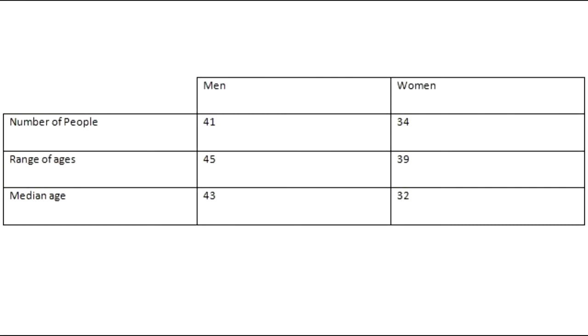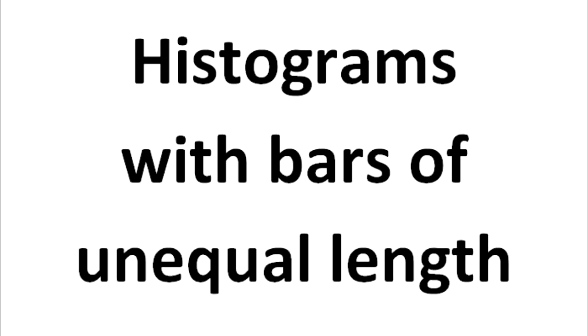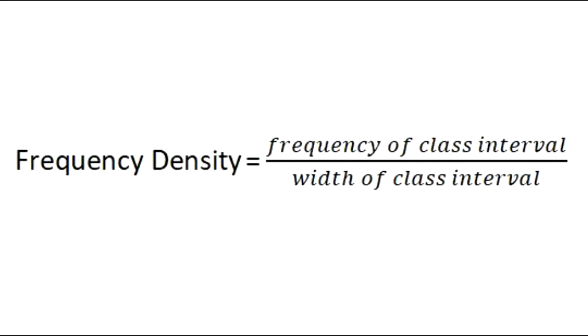Now let us see the second example, where the class width will be different. The next thing is histograms with bars of unequal width. Let us see this with the help of an example. In order to draw the bars of the histogram, we use a formula, frequency density. Frequency density is calculated by frequency divided by the class width. That is, the frequency of that particular class interval divided by the width of the class interval. Now let us see how it is done.